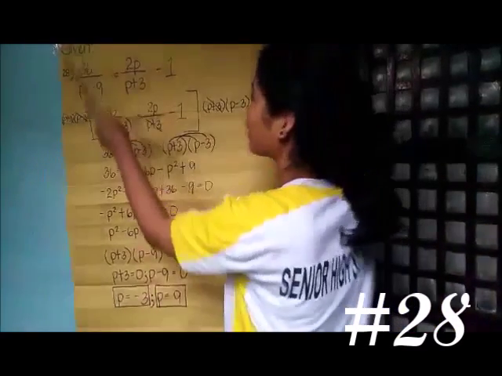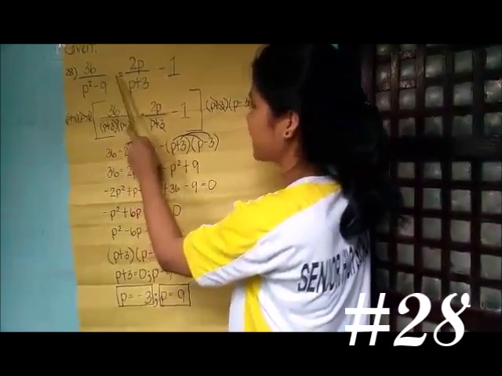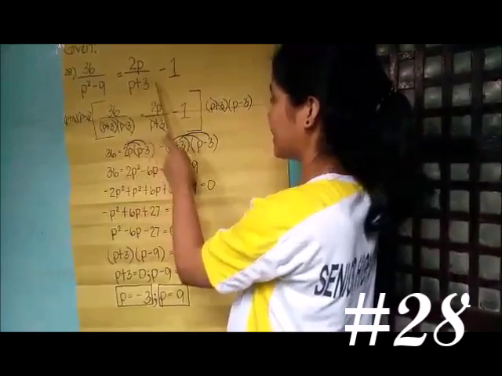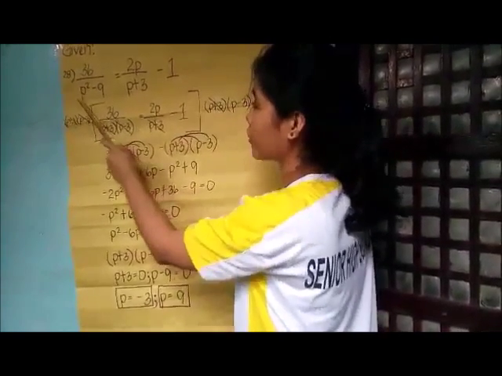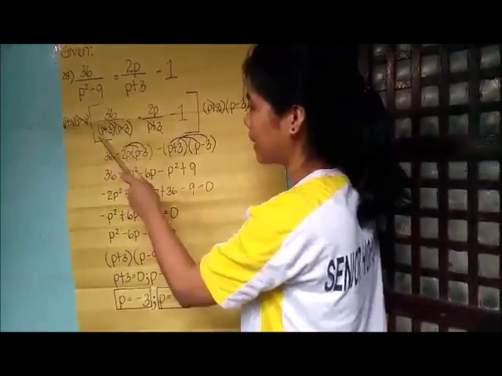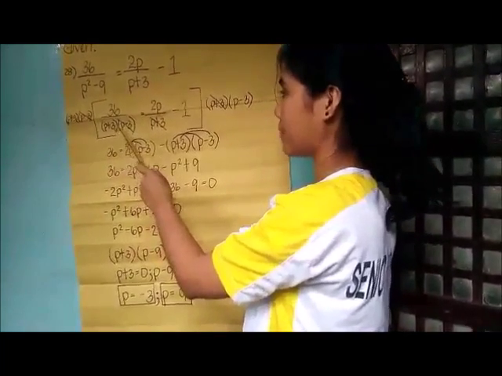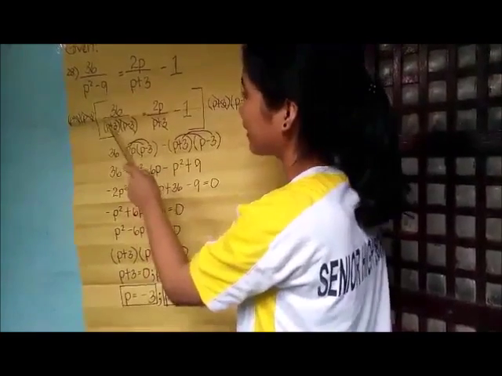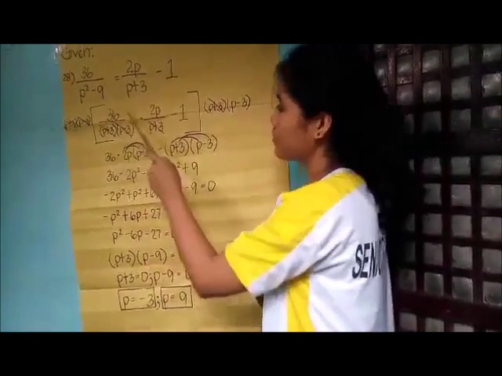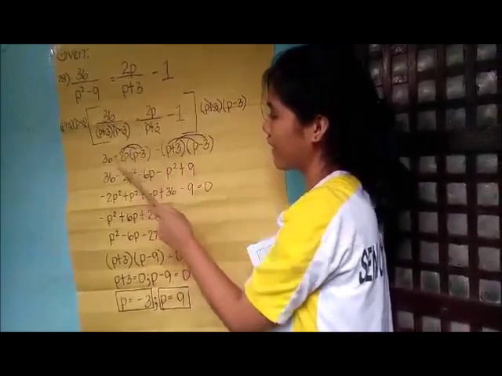Ang napili kong number ay number 28. So ito ang given: 36 over p squared minus 9 equals 2p over p plus 3 minus 1. Para makuha natin yung LCD, kailangan natin i-factor yung p squared minus 9. Magiging quantity p plus 3 times quantity p minus 3. Dahil parehas sila sa denominator, kailangan siya i-cancel.